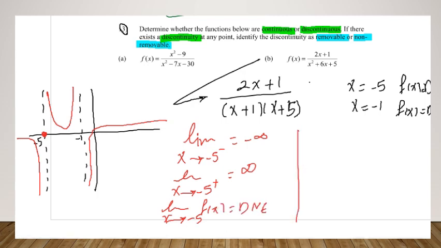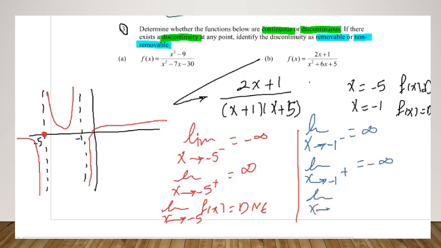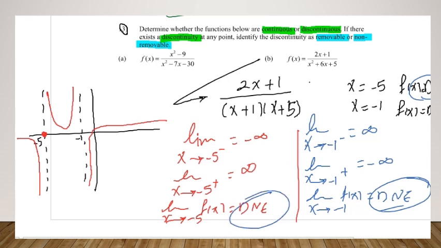And the same for the value of negative 1. The limit as x approaches negative 1 from the negative side is infinity, but the limit as x tends to negative 1 from the positive side is negative infinity. So the limit as x tends to negative 1 for the function does not exist. So the function does not exist and the limit does not exist. So this is non-removable.